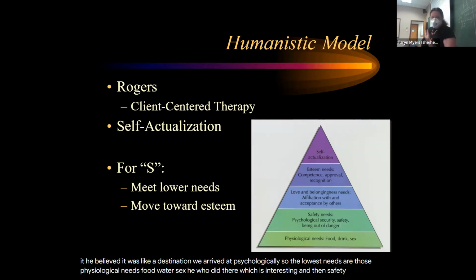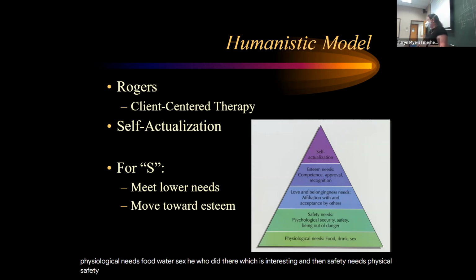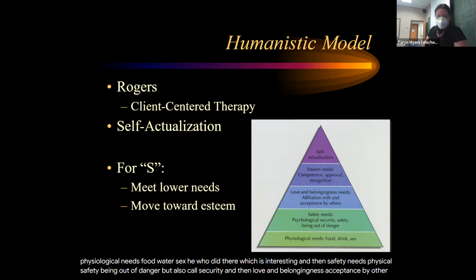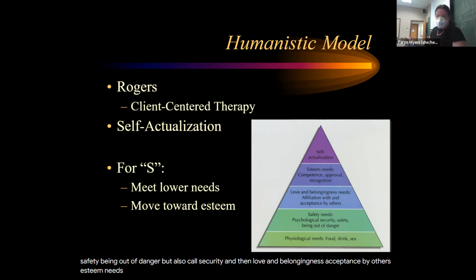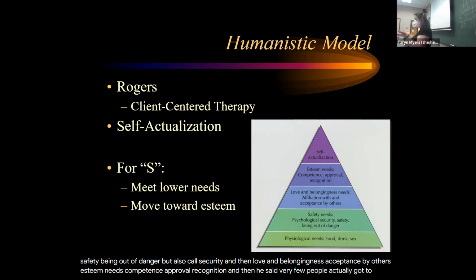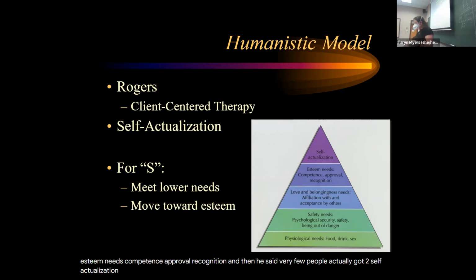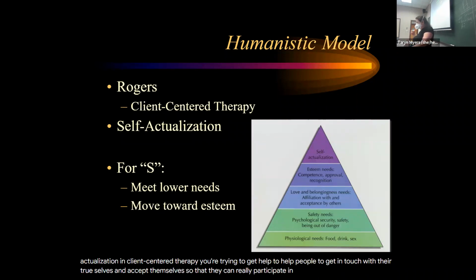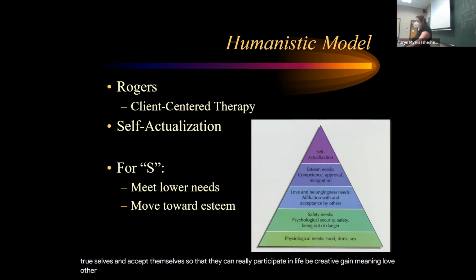And then safety needs, physical safety, being out of danger, but also psychological security. And then love and belongingness, acceptance by others, esteem needs, competence, approval, recognition. And then he said very few people actually got to self-actualization. In client-centered therapy, you're trying to help people to get in touch with their true selves and accept themselves so that they can really participate in life, be creative, gain meaning, love others and themselves.